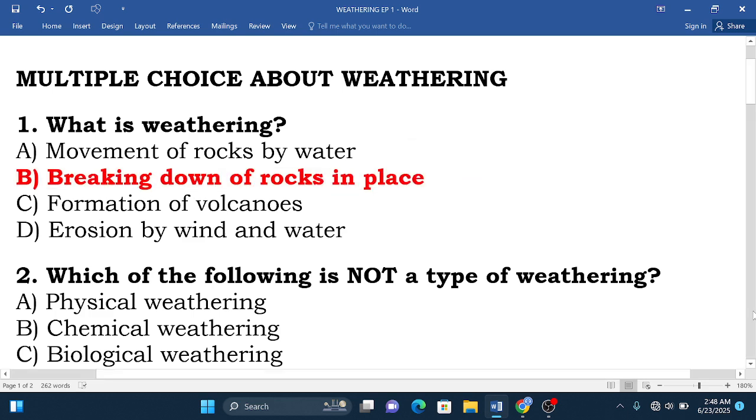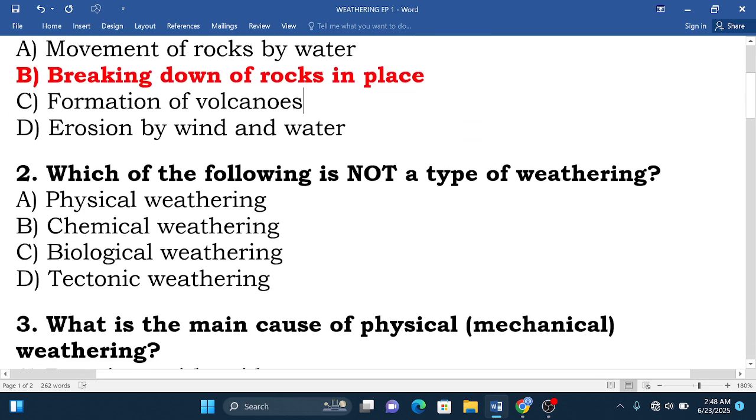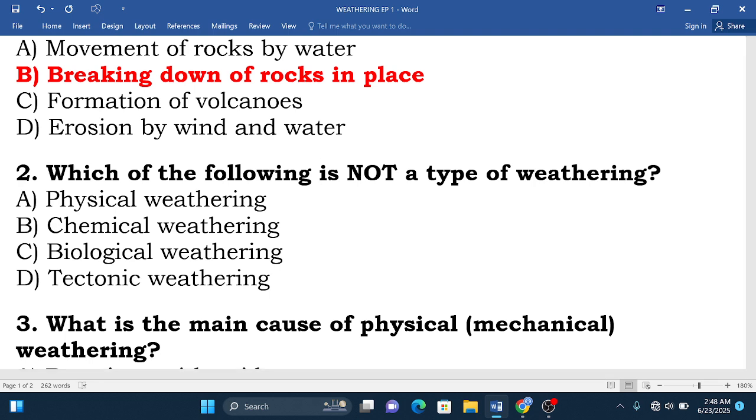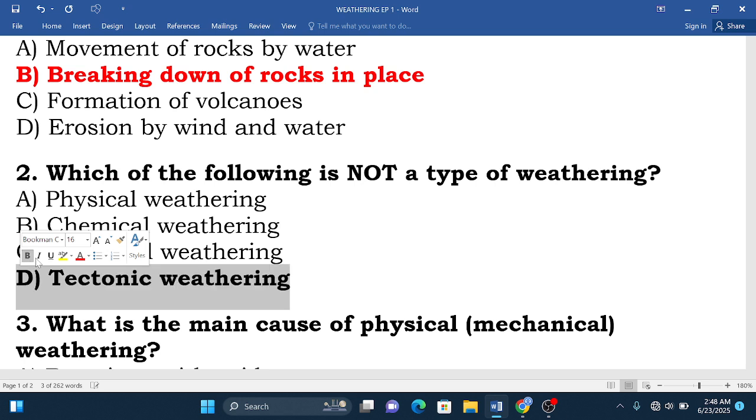Let's go to question number 2. The question is asking, which of the following is not a type of weathering? Normally you have the three main types of weathering: physical weathering, chemical weathering, and biological weathering. You are going to see which one does not belong to these three types. A. Physical weathering. B. Chemical weathering. C. Biological weathering. D. Tectonic weathering. So the correct answer is D, because tectonic weathering does not exist as a type of weathering.